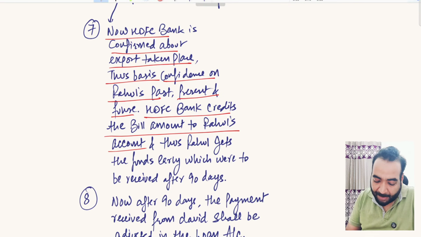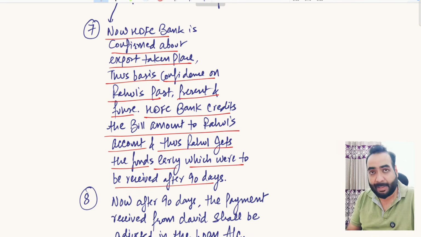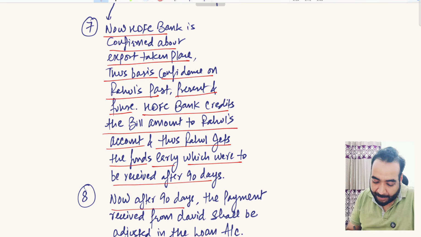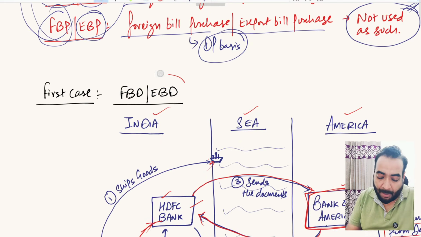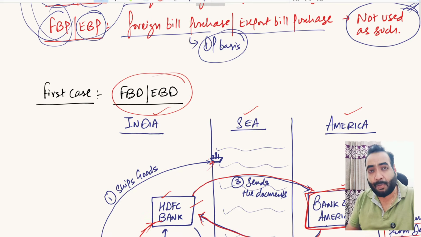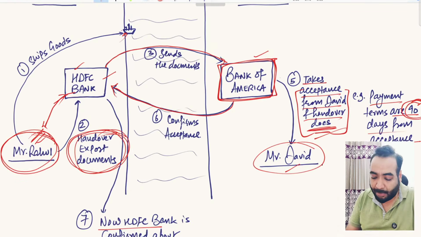So HDFC Bank credits the bill amount to Rahul's account. Thus, Rahul gets the funds early, which were to be received after 90 days. Now, after 90 days, the payment received from David shall be adjusted in the loan account. So, this is practically the post-shipment finance facility in the form of foreign bill discounting or export bill discounting, given by HDFC Bank. Export bills which have been accepted by Mr.